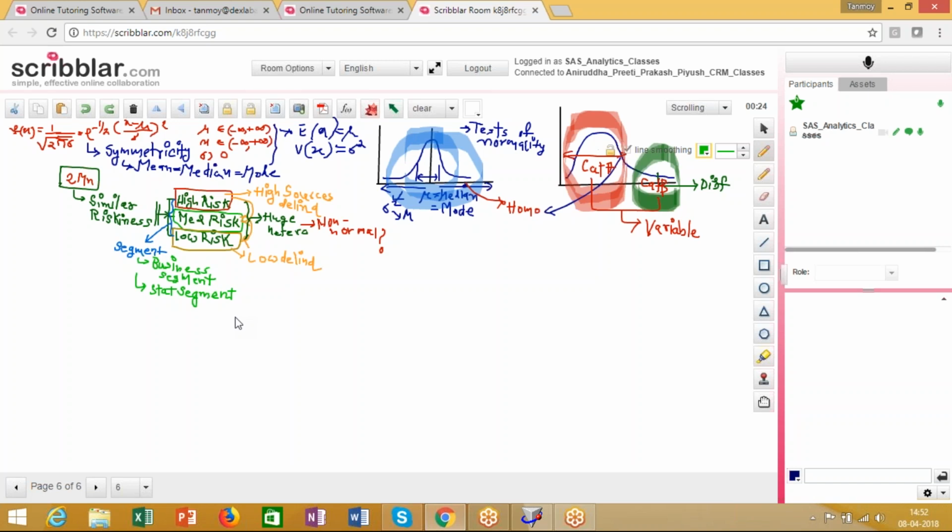Now over here, when we are doing this, there are certain important things that we need to understand. The objective of these segments is to create homogeneous groups of observations which are similar in terms of riskiness. And when you do this, you have more or less ensured a normal distribution within the segment.